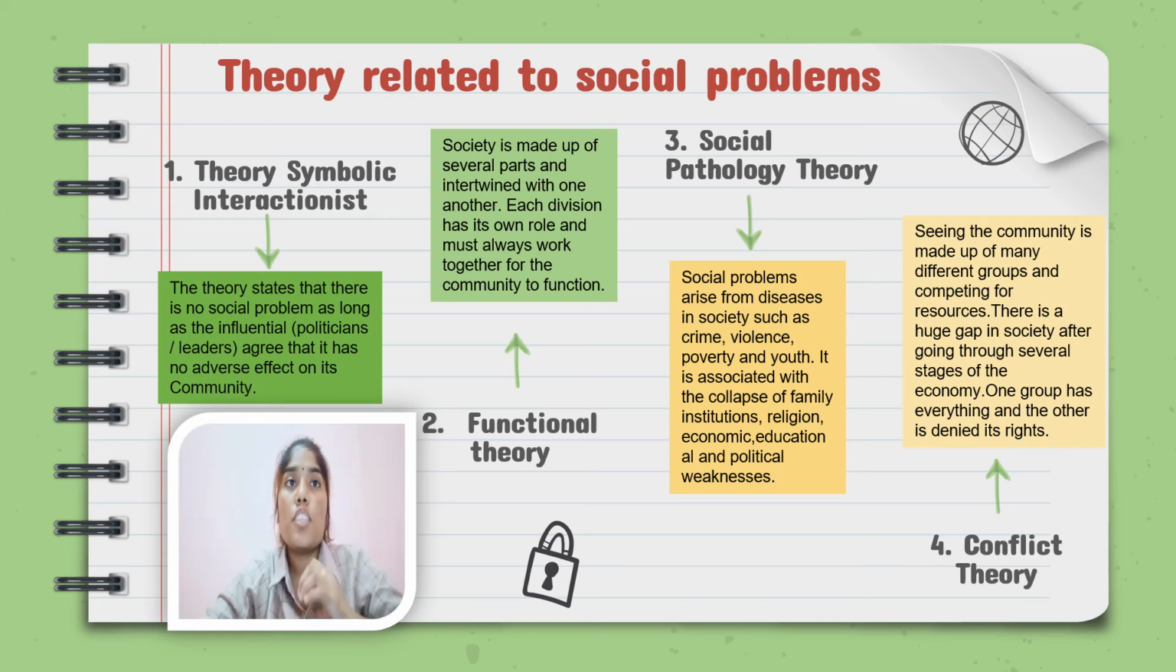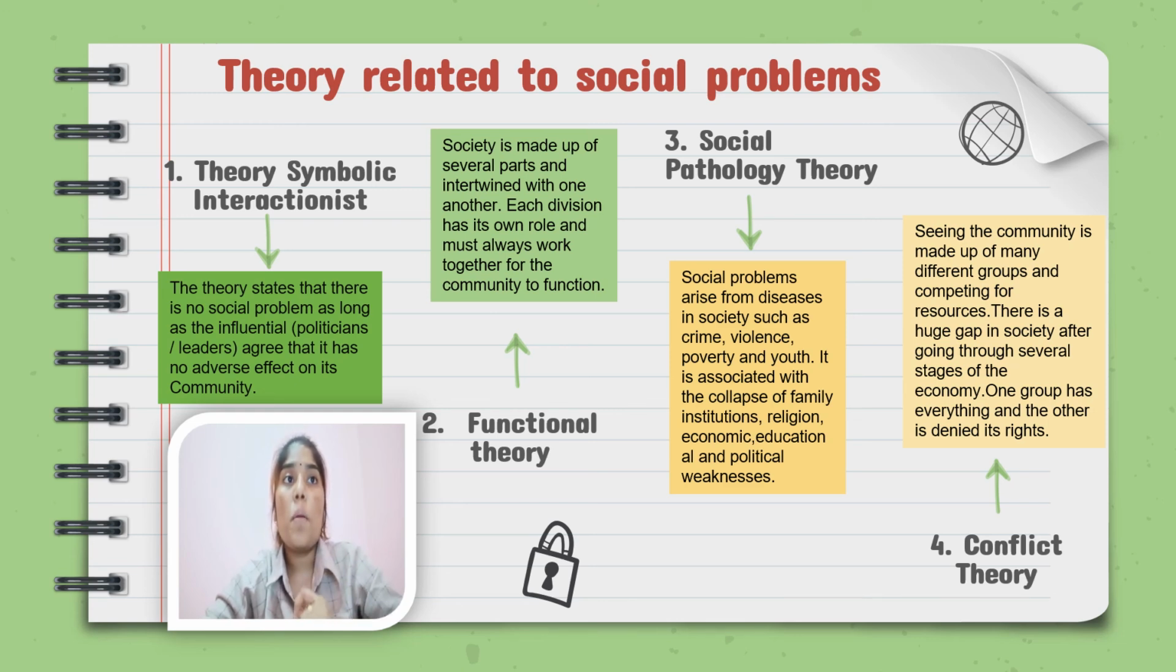Now let's look at the theory related to social problems. First is symbolic interactionist theory. The theory states that there is no social problem as long as the influential politicians and leaders agree that it has no adverse effect on its community. Second is functional theory. Society is made up of several parts intertwined with one another. Each division has its own role and must always work together for the community to function.